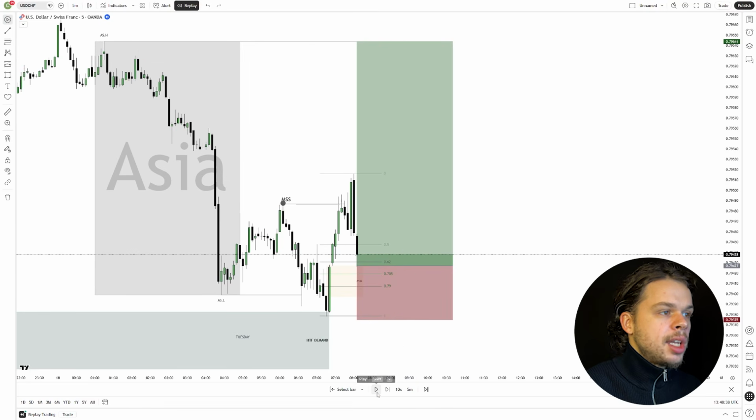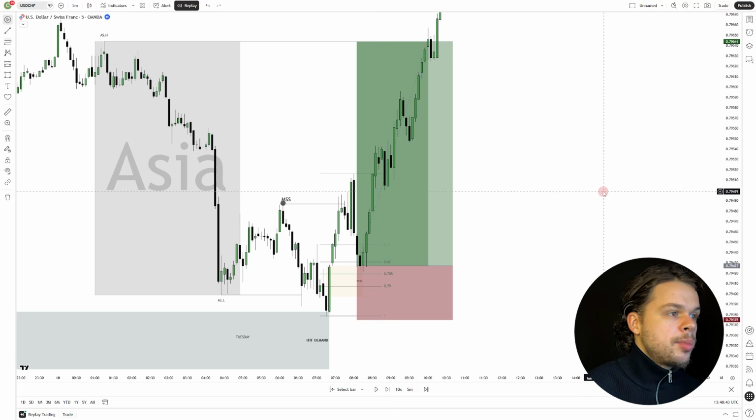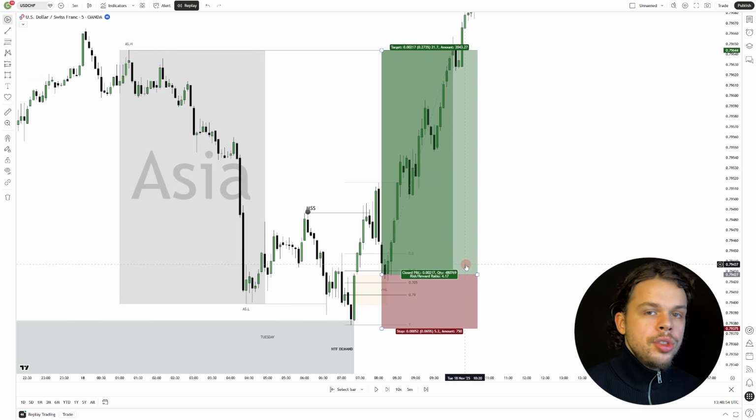So we'll just play price now so you can see how the trade actually played out. And as you can see, it achieved take profit within 2 hours. So using this exact process, we would have banked 4% within 2 hours during the London trading session. So before even New York had begun, we were done for the day using this process.